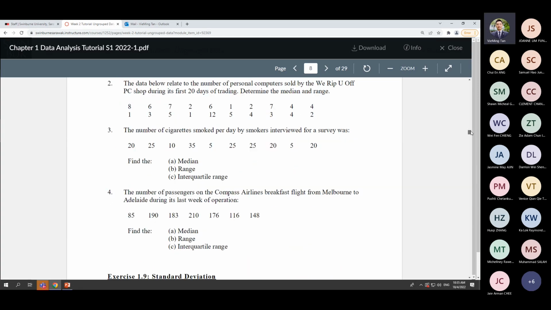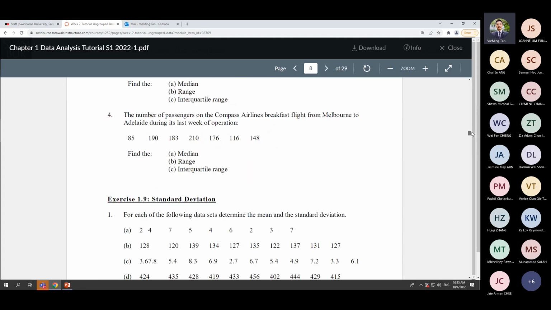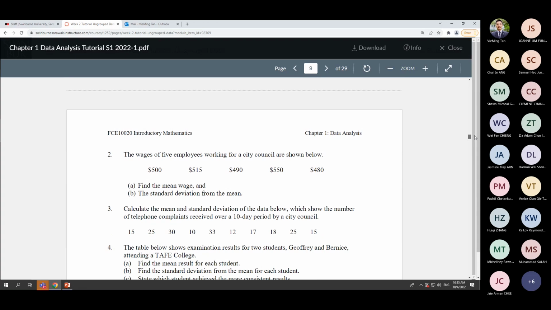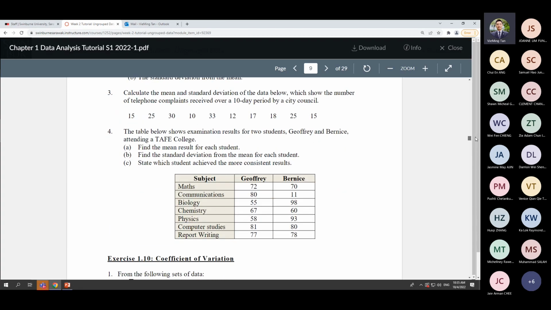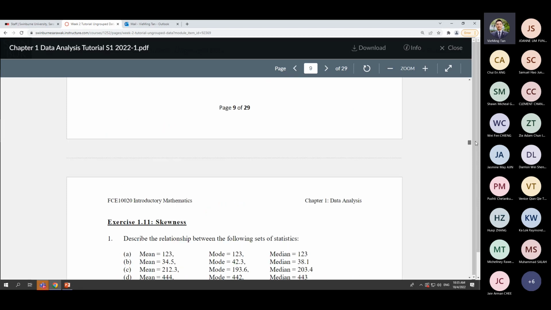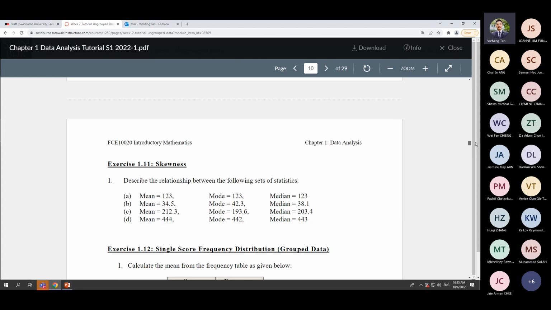Exercise 1.8 is to test understanding on range and interquartile range. 1.9 is on the standard deviation and variance and CV. Skewness is on exercise 1.11. So you should do 1.7 until 1.11. This is for your tutorial in this coming week.